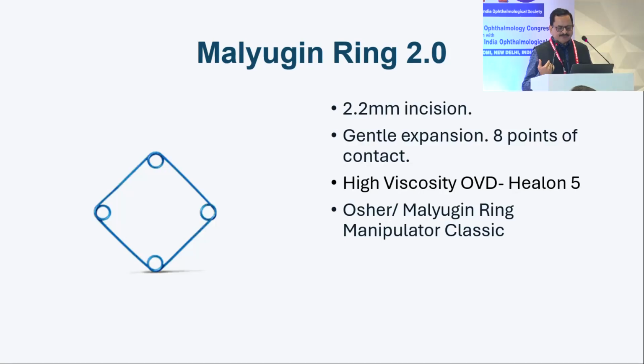Then the Malyugin ring is probably one of the most popular internationally also. It can go through a 2 millimeter incision, that means from the main port, and it's a gentle expansion. There are 8 points of contact. You require a high viscosity, I think that's required for everyone. And the Malyugin ring manipulation is a classic one.